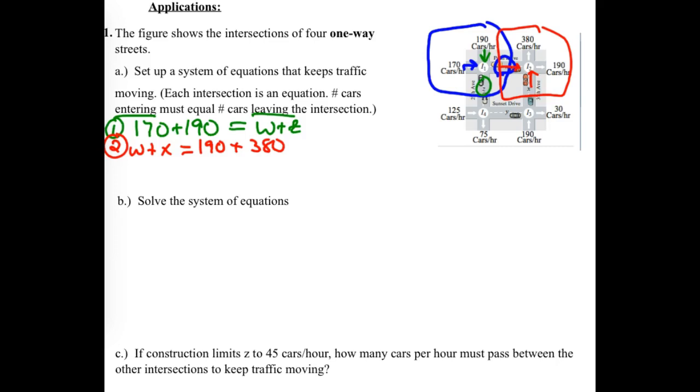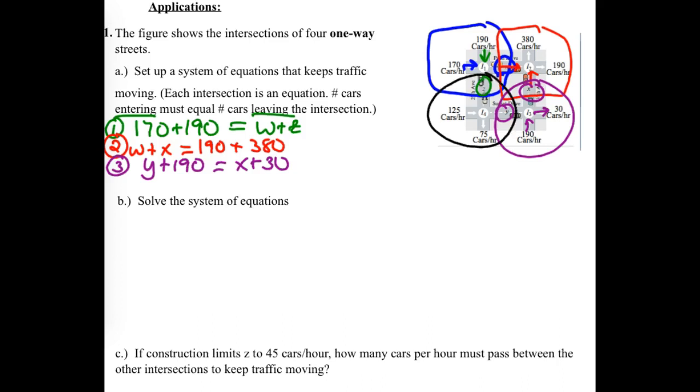All right, intersection 3. My arrow is pointing this direction and this direction. So going in, I have 190 and I have Y. Those are the pieces going into intersection 3. Coming out, we have 30 cars and we have X cars. All right, and then our final intersection, going in, we have 125 and Z.